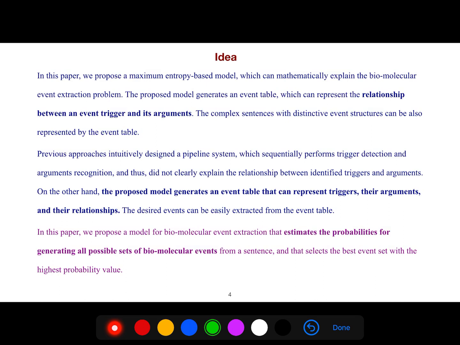So in this paper, we propose a model for biomolecular event extraction that estimates the probabilities for generating all possible sets of biomolecular events from a sentence, and that selects the best event set with the highest probability value.